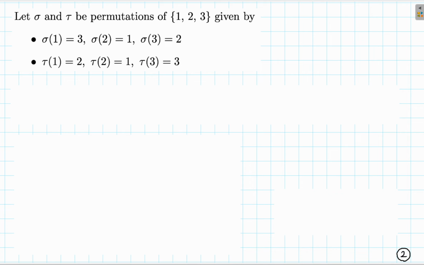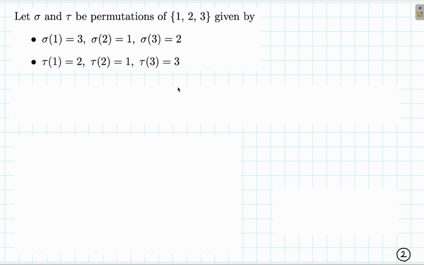Let's continue looking at an example. We'll have two permutations now, sigma and tau. And here are the definitions of those two permutations. Sigma sends 1 to 3, sigma of 2 is 1, sigma of 3 is 2. Notice the three outputs, 3, 1, and 2, are all different, so sigma is in fact a permutation. And tau sends 1 to 2, 2 to 1, and 3 to 3. And so tau is also a permutation. The three outputs are different.